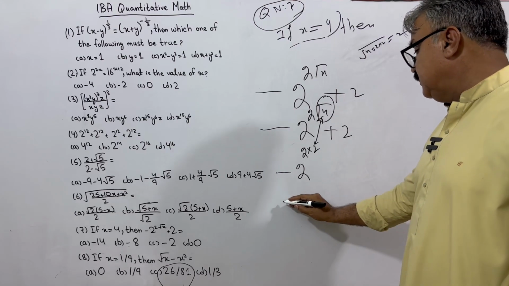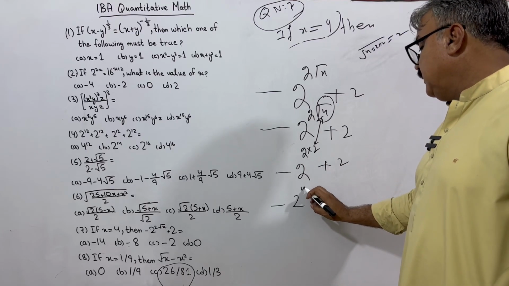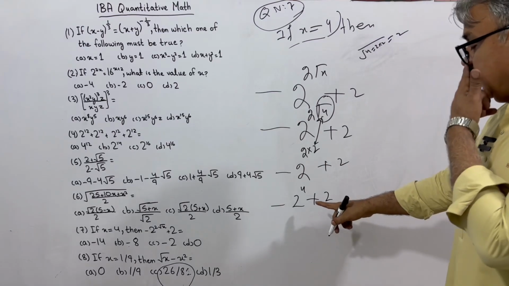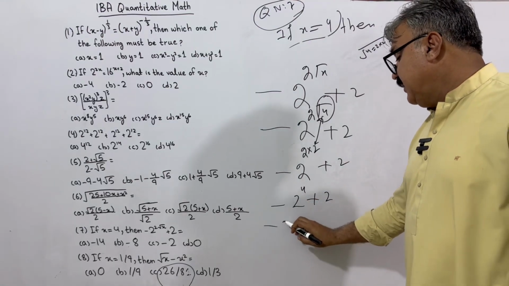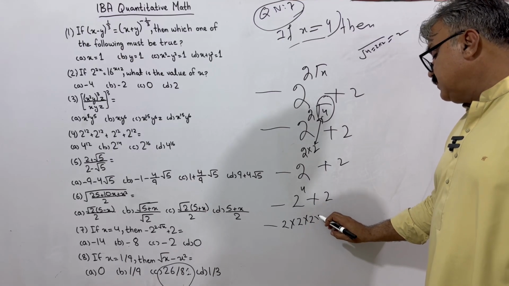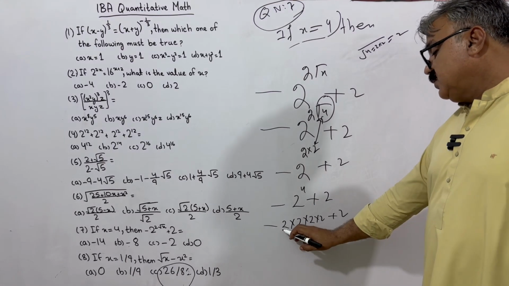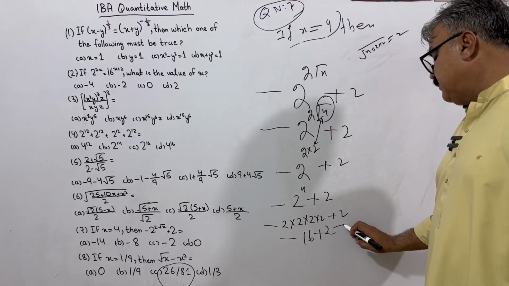Root 4 is equal to 2, plus 2. Same: minus 2 raised to 2 times 2, which is 2 raised to 4, plus 2. It is not the case that 2 times 4 is 8. Write 2 four times, because the power belongs only to 2. 2 times 2 times 2 times 2 is 16. Negative 16 plus 2.